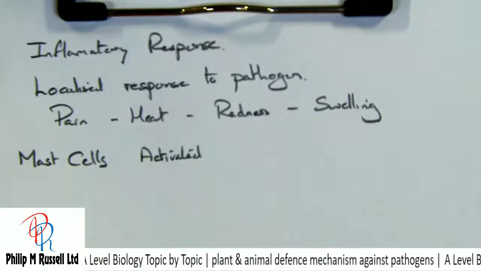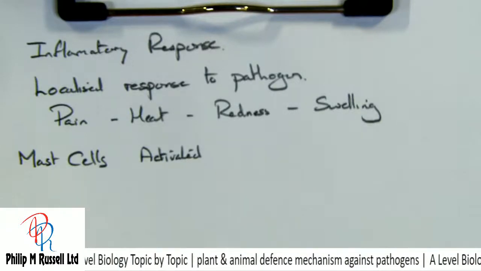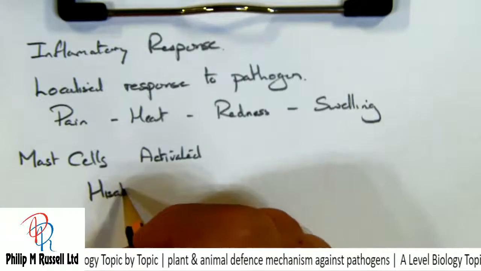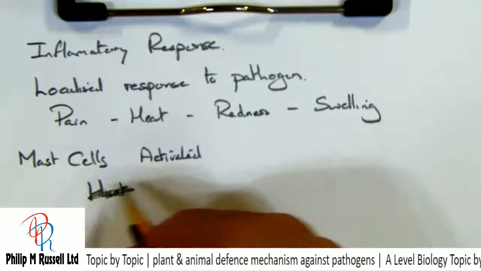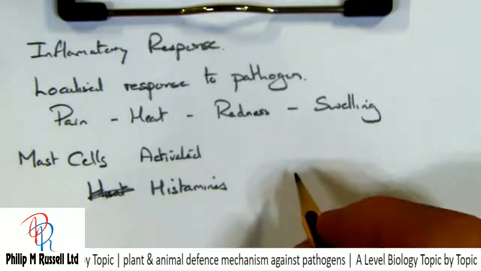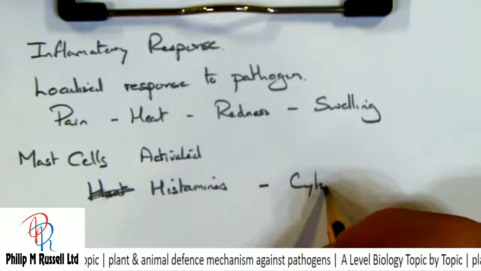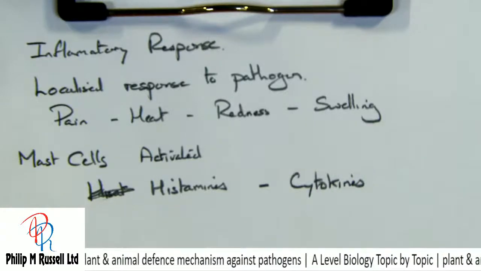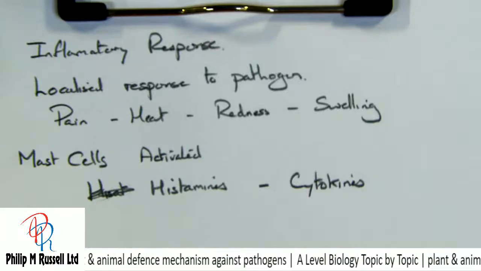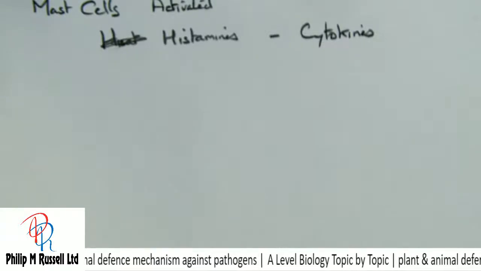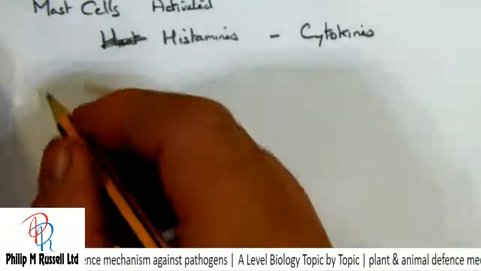Now, what do these mast cells do? Well, they release chemicals, and the ones that you're probably familiar with are the histamines and the cytokines. Right, so what do these do?